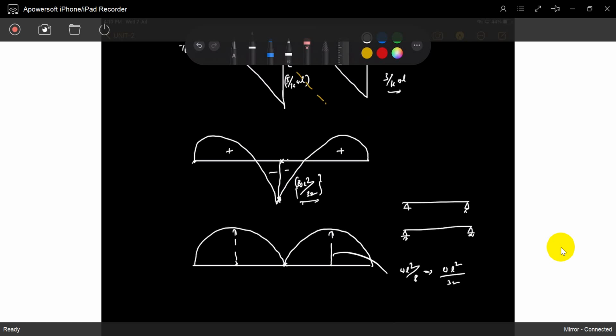WL by 2, it's not L, it's a distance of L by 2. L square, 2 4 is 4, 8, 32. WL square by 32. These are the only free ends.